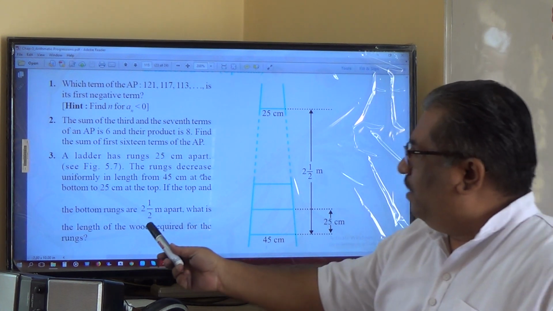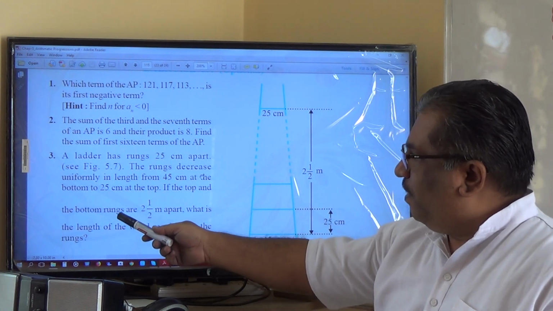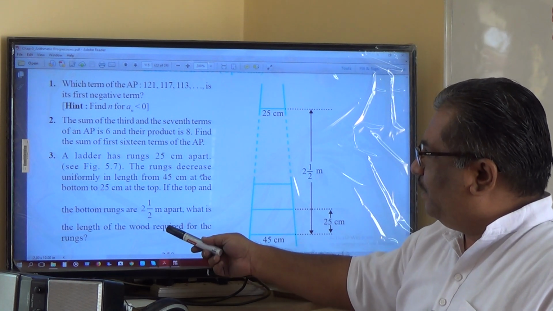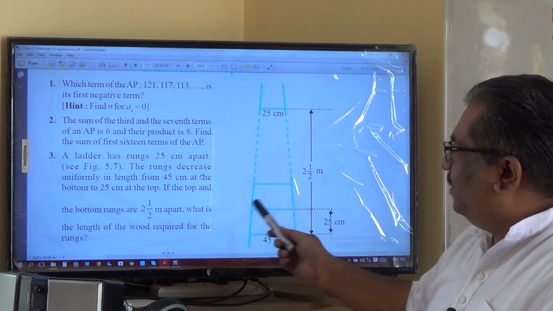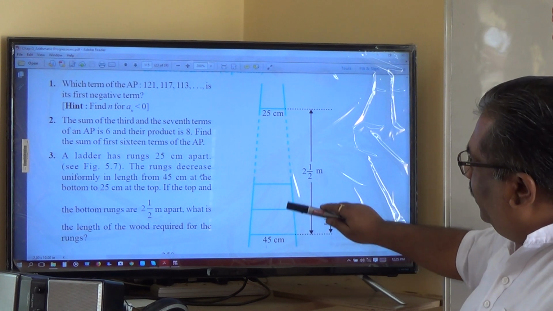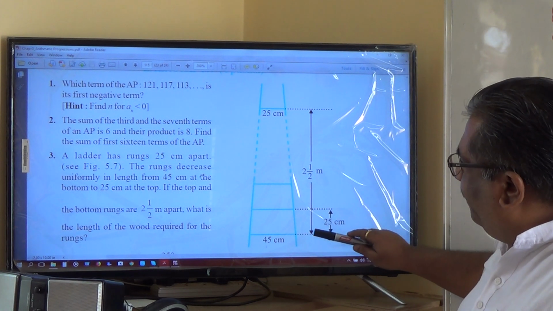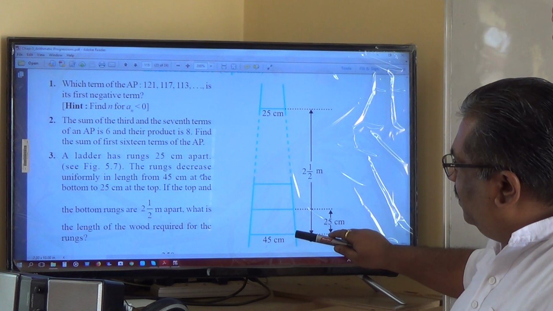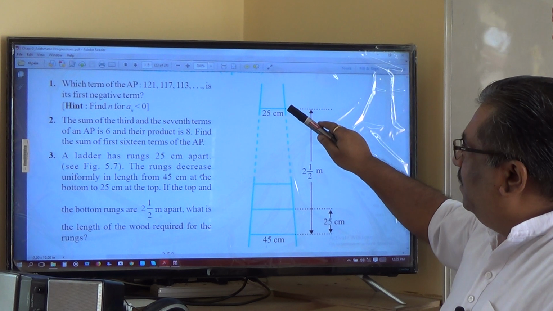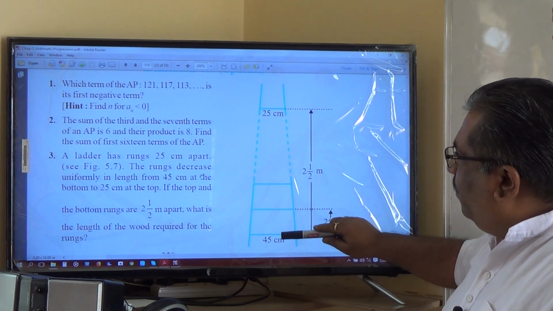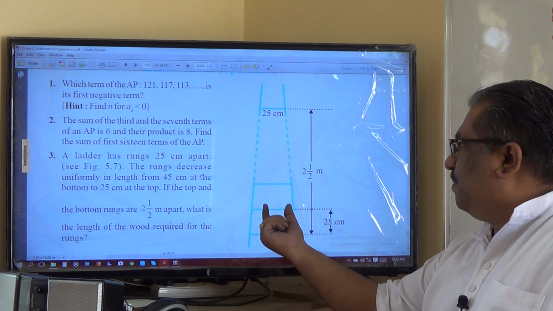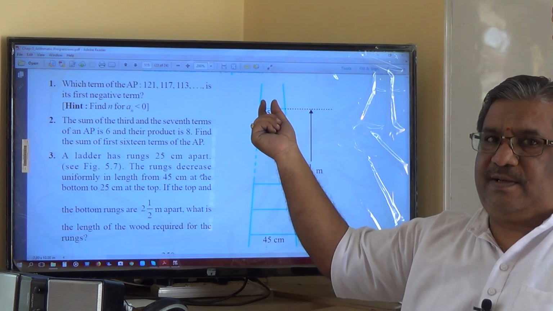Okay. If the top and bottom of the rungs are apart by 2.5 meter, what is the length of the wood required for the rungs? From here to here, there is a 2.5 meter distance. Distance between each rung is 25 centimeter, and bottommost rung length is 45 centimeter. Topmost length of the rung is 25 centimeter. We have to find out the total length of the rungs, means 45 plus this plus up to 25 centimeter.